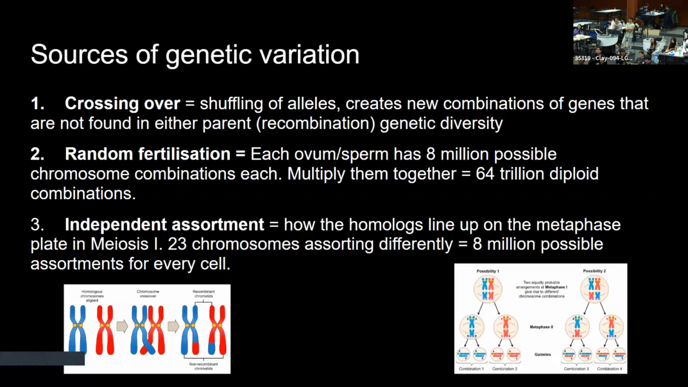And the very last one is independent assortment. That's related to how the homologs line up on the metaphase plate in meiosis 1. So if we have 23 different chromosomes assorting completely differently, we have up to 8 million possible assortments for every cell.